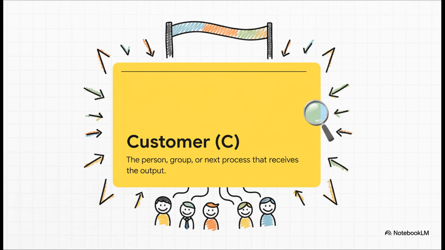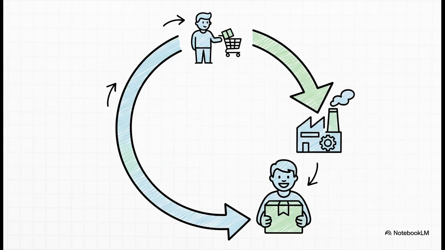And finally, we arrive at C for customer. This is whoever receives the outputs we just talked about. It's the end user, the destination for all the value we've just created in our process. And this is just brilliant because it shows the full loop. The customer who gets the package is, of course, the exact same person who acted as the supplier of the order way back at the beginning. The whole process serves them from start to finish.